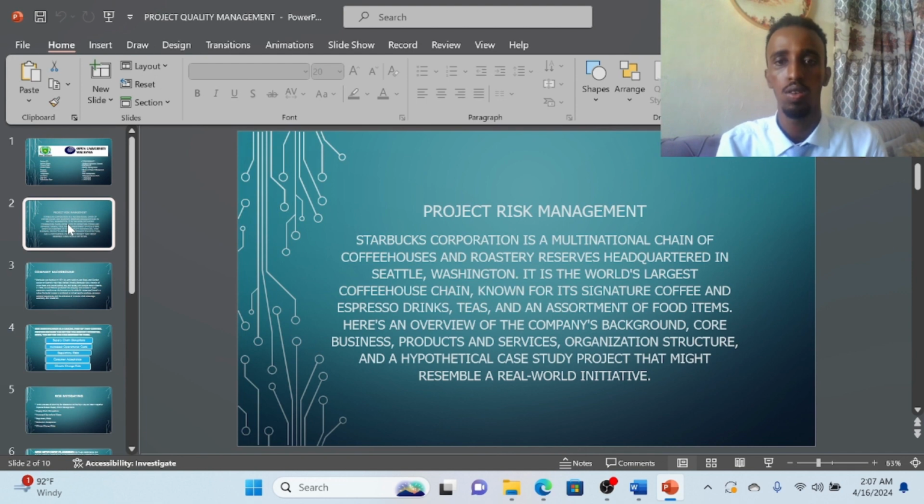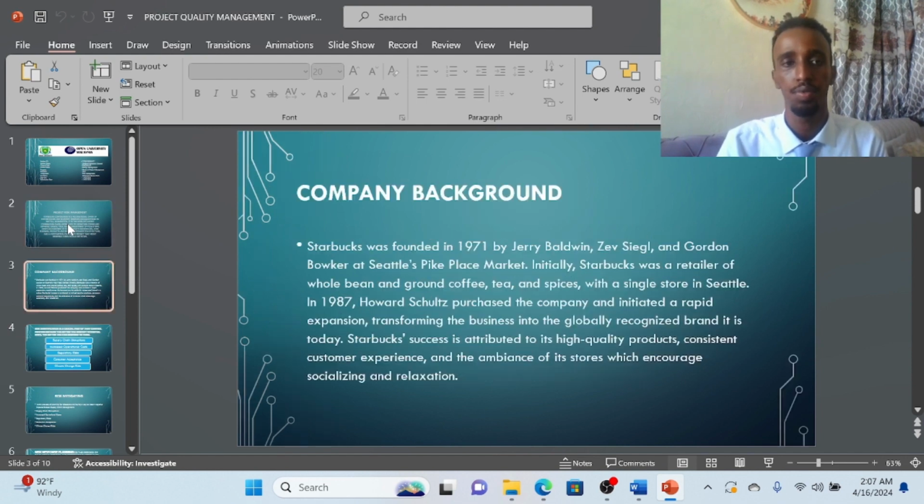Here is an overview of the company: background, core business, product and service, organization structure, and a hypothetical case study project that may resemble a real-world initiation. We have also the company background.